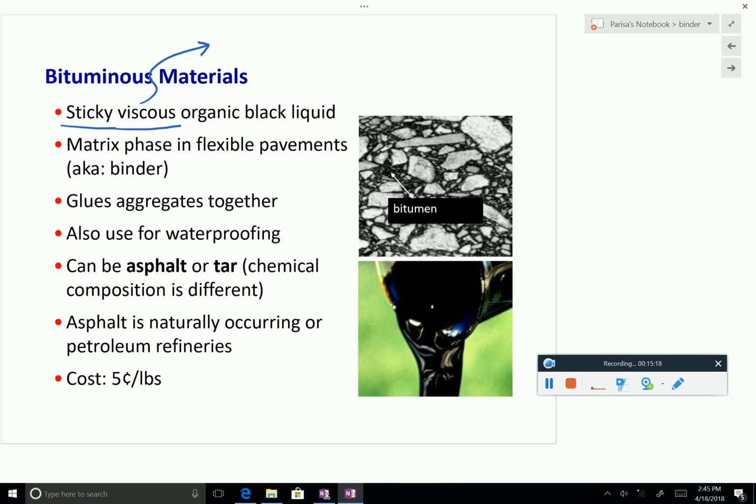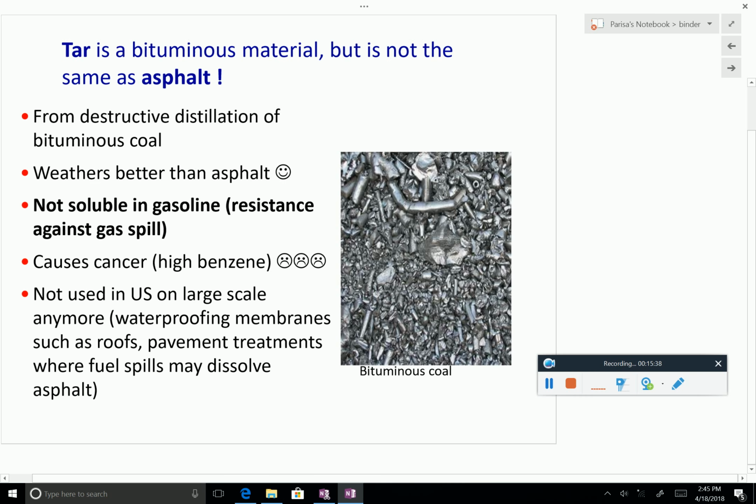So it's viscoelastic, sticky. It glues the aggregate together, and it has also some other applications. We go back to that, and it's low cost, the one we are using, which is a good thing. So it's not like cement. Cement is more expensive.